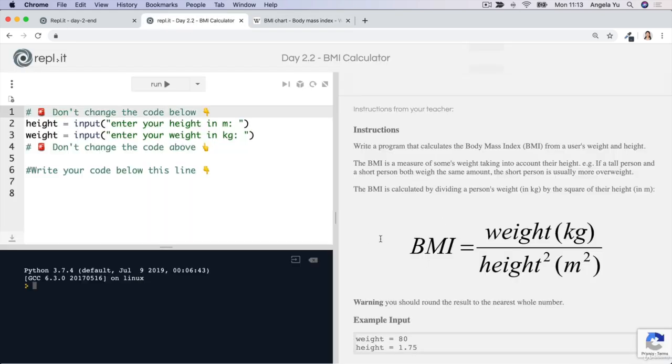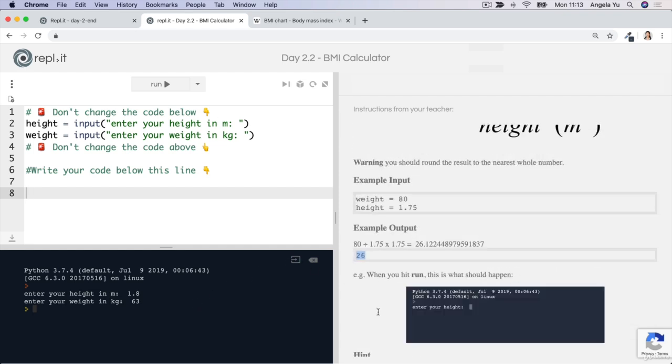In our program, we're going to calculate this. When we run our code, you can see it's asking us for an input, height in meters, so mine is 1.8, and my weight is, say, 63 kilos. And when I hit enter, ideally, I would like to get my BMI printed out as a whole number like this. So how can we achieve this?